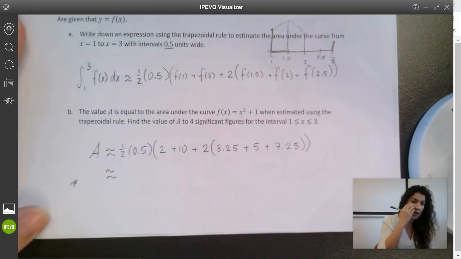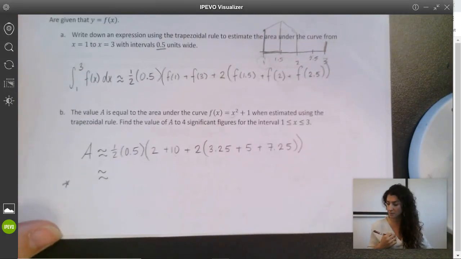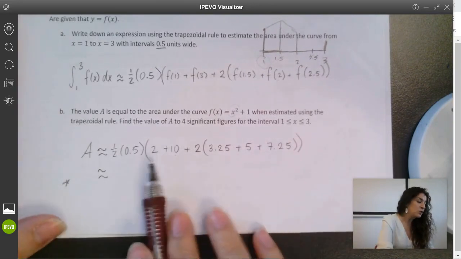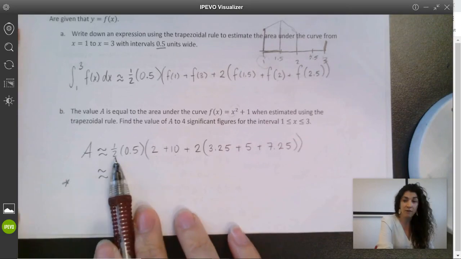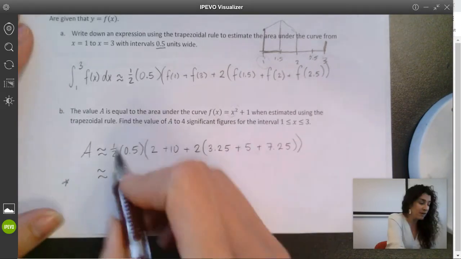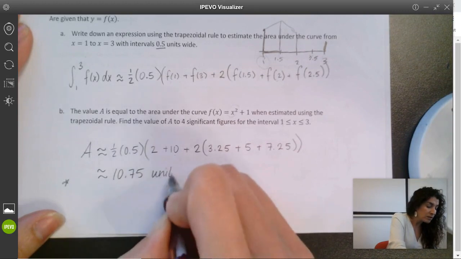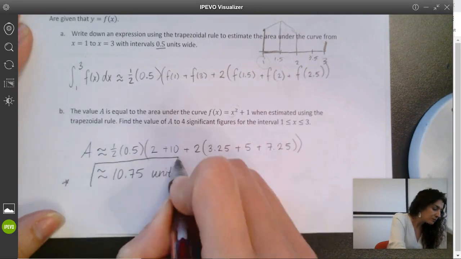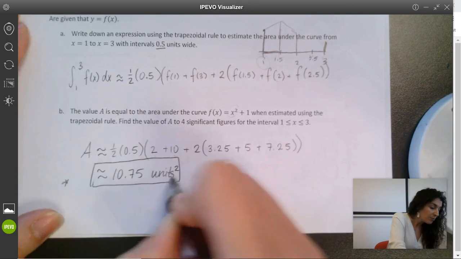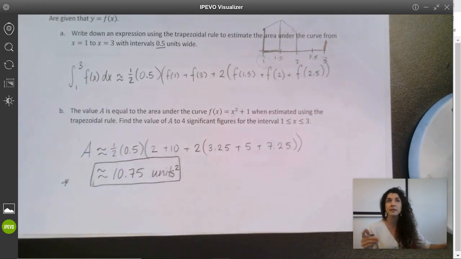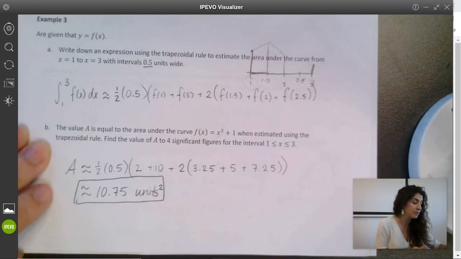Put this into your calculator, and you got this. I would add all of these, multiply by 2, then add 12, then multiply by 0.5, and again by 0.5, and you get a total of 10.75 units squared. All approximate, because we are still just approximating the area underneath the curve. This isn't exactly the area underneath the curve. This is a way to get as close of a guess as possible for the area underneath.